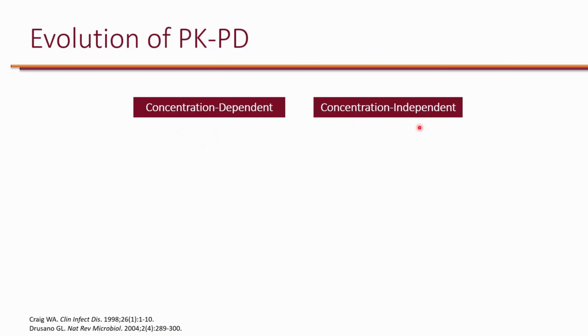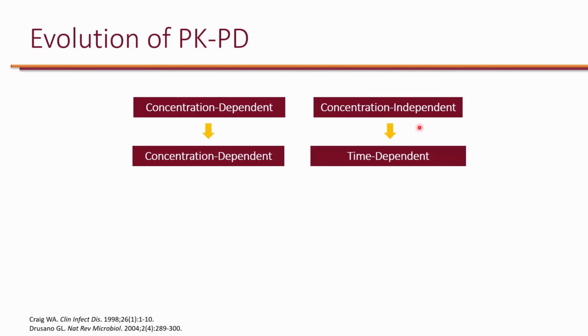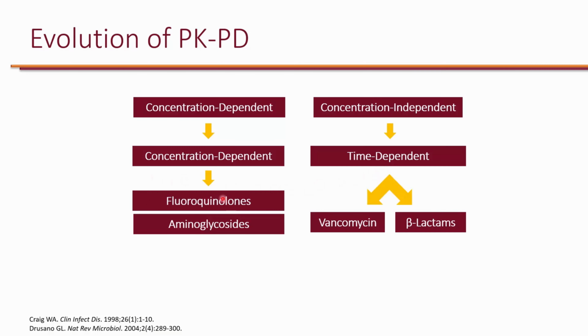Now, we're looking at the evolution of PKPD. As time went on, clinicians started to refer to concentration-independent as time-dependent. So we had concentration-dependent and then we had time-dependent. As I showed you with the examples of fluoroquinolones and aminoglycosides, those are concentration-dependent. And the time-dependent would be the beta-lactams as well as vancomycin.